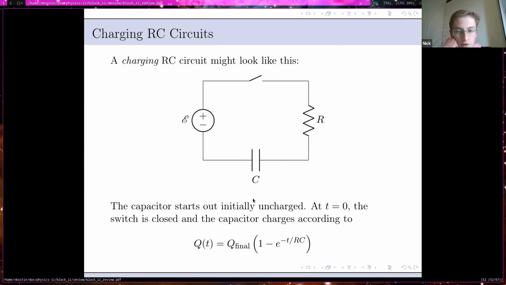The equation on your equation sheet for charging RC circuits is Q of t equals Q final times 1 minus e to the negative t over RC. The reason we know this equation applies to charging and not discharging RC circuits is that the graph of 1 minus e to the negative x starts small and then rises to an asymptote value. That's the behavior we see with capacitors in RC circuits. If they start out initially uncharged and we hook them up to a battery through a resistor, then when I close the switch, the charge on them increases until it reaches some value where it asymptotes.